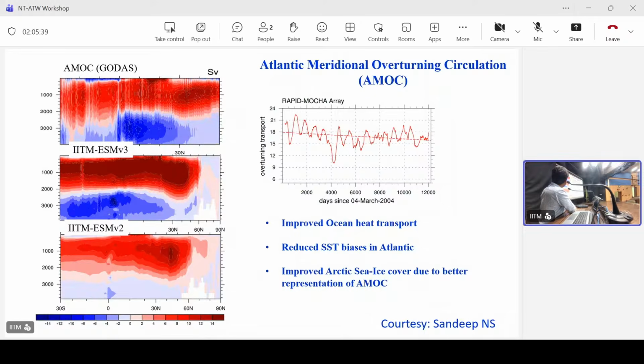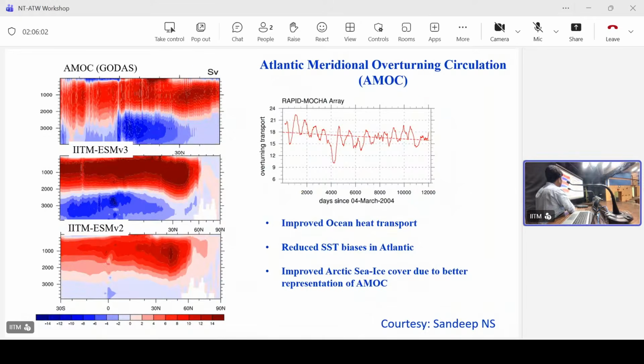So here I show you the AMOC from the GODAS, the Ocean Data Assimilation System. The red one is the North Atlantic deep water, which is transferring towards the north, and this is the Antarctic bottom water. This is the version 2 we had, and then this is the version 3. You definitely can see an improved representation of the AMOC.